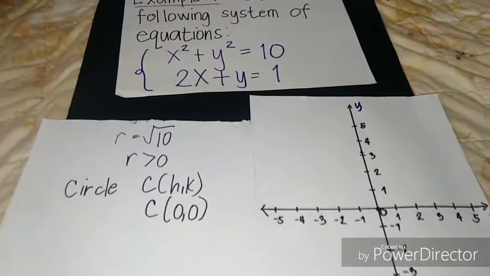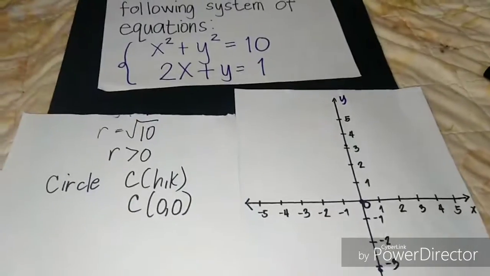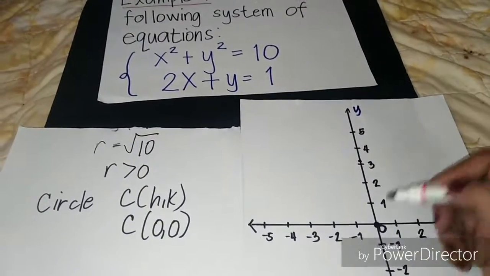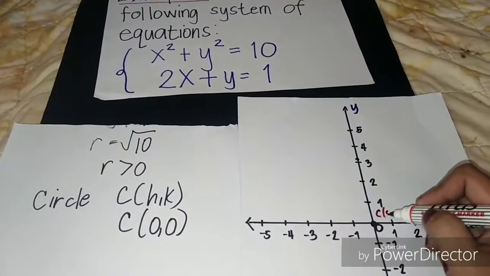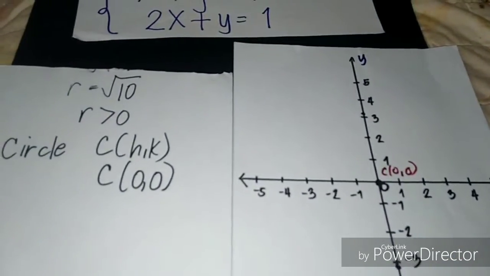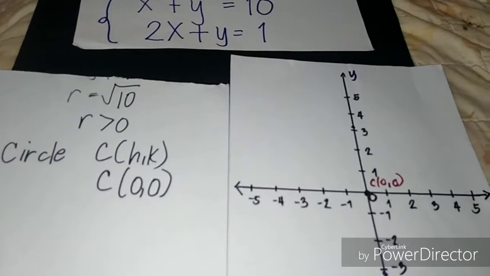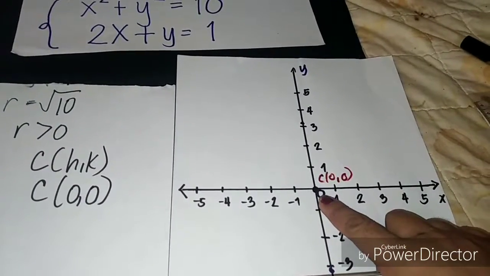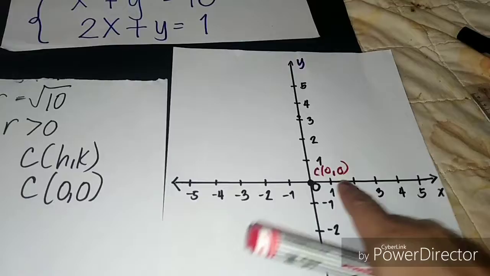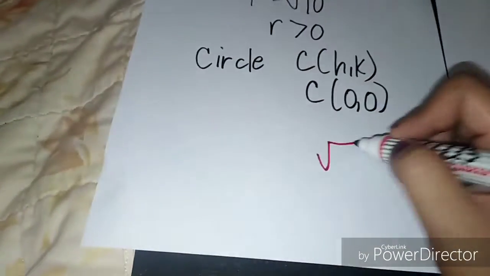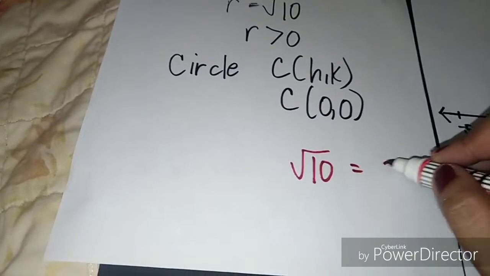So we're going to plot the center of the circle, 0 and 0. So this is the point 0 and 0, which is the center. And the radius is equal to square root of 10. So the radius is the distance from the center of the circle to the x and y axis. So square root of 10 is equal to 3.1.